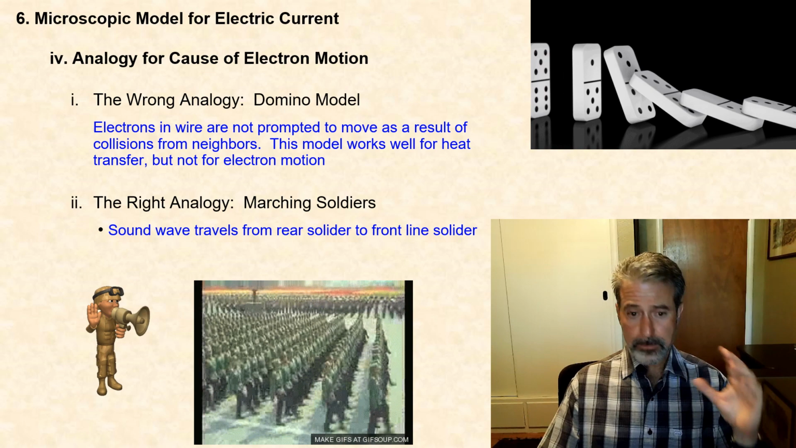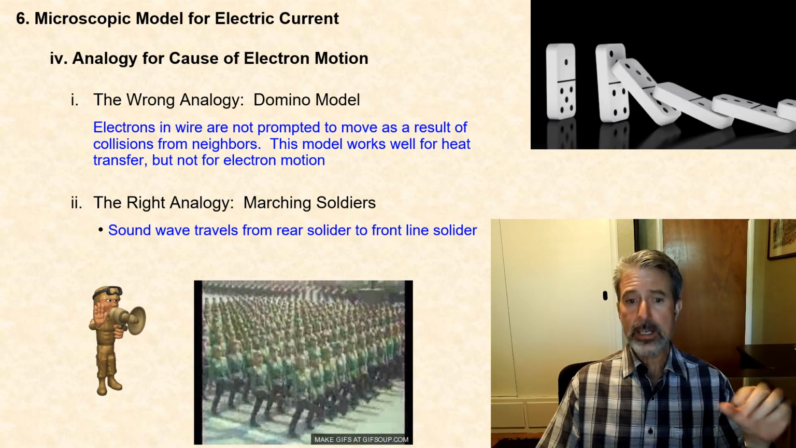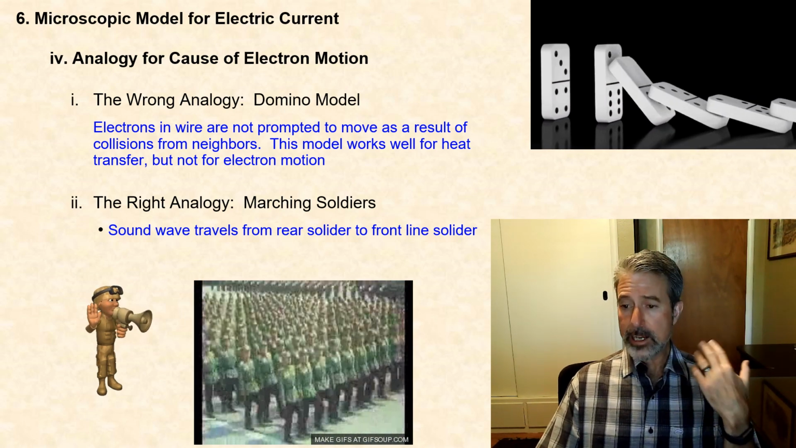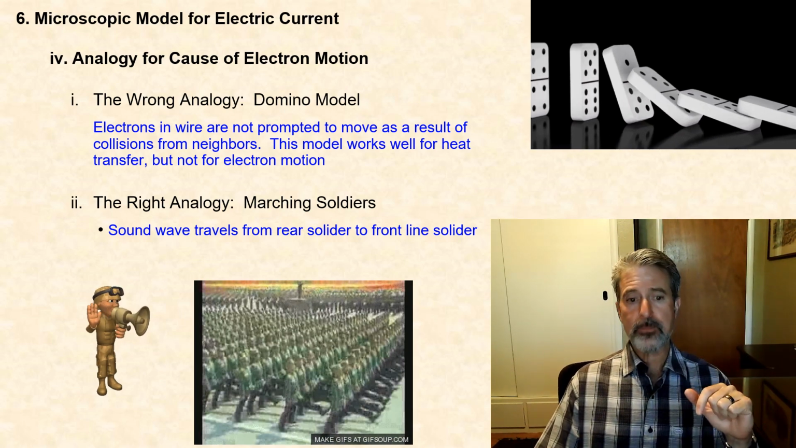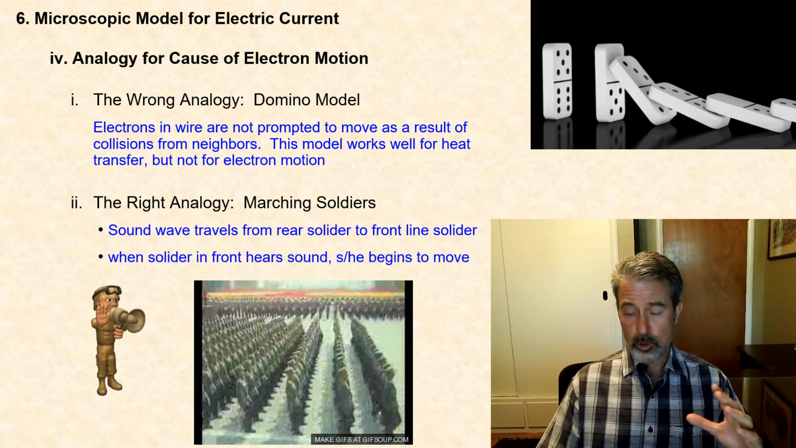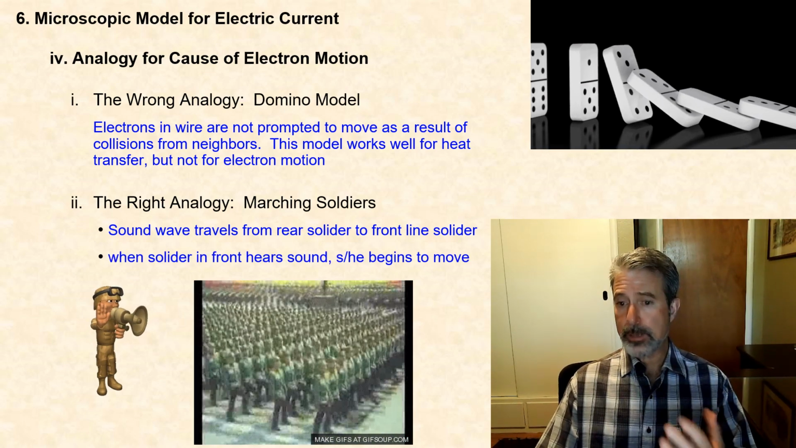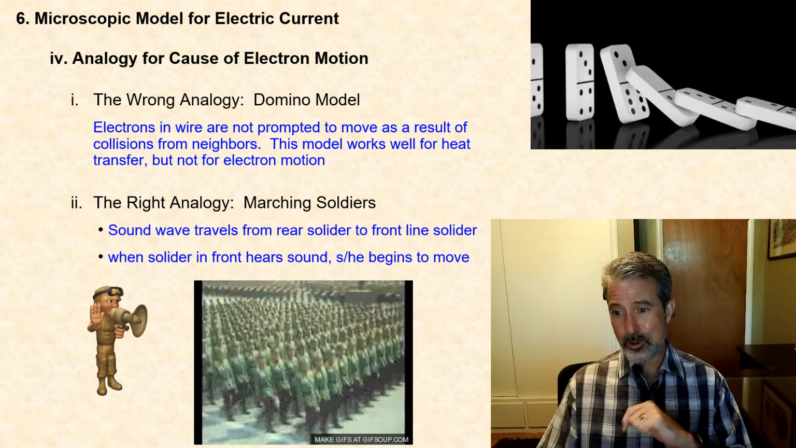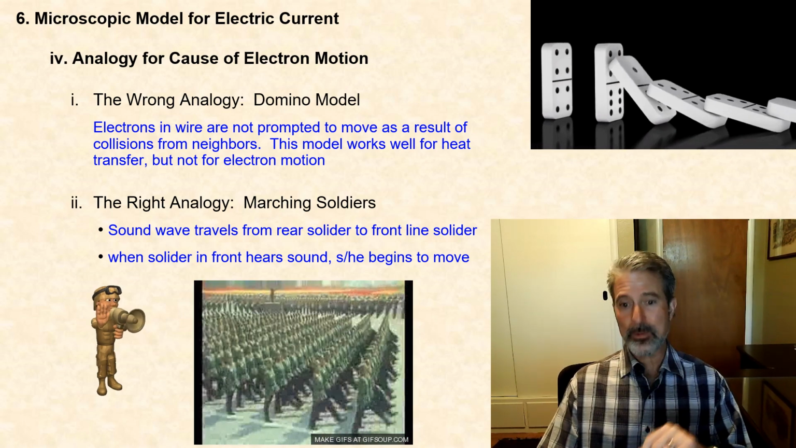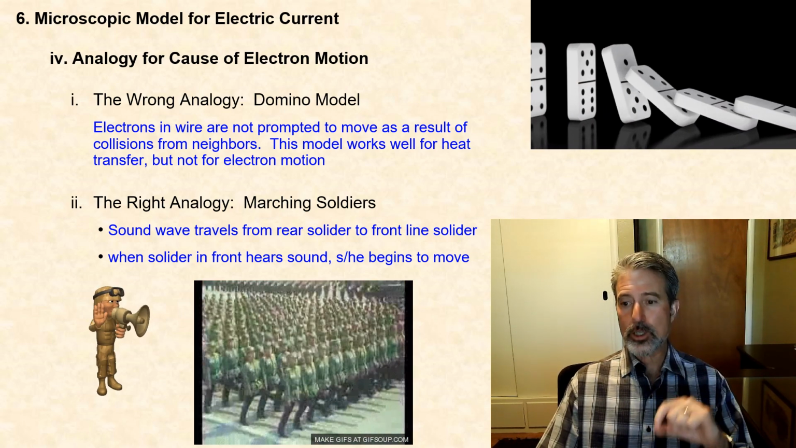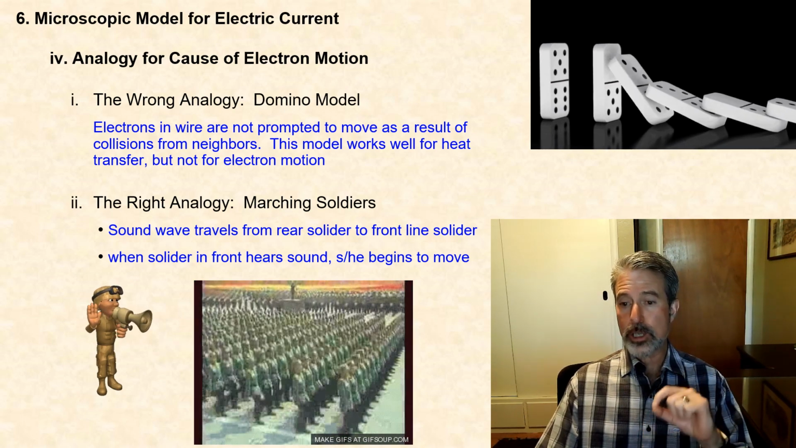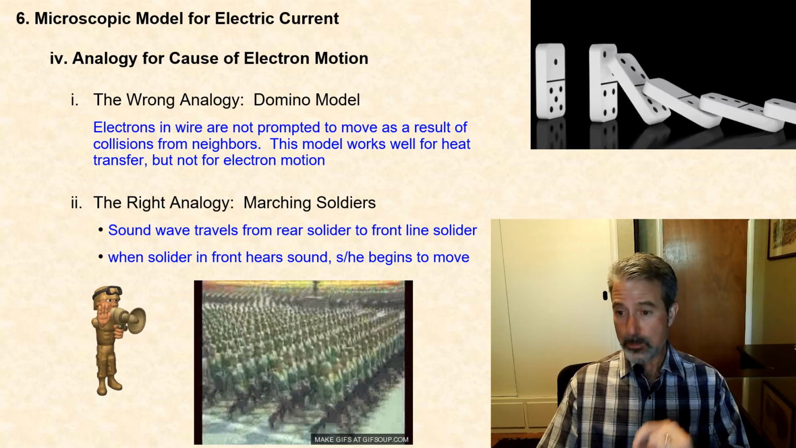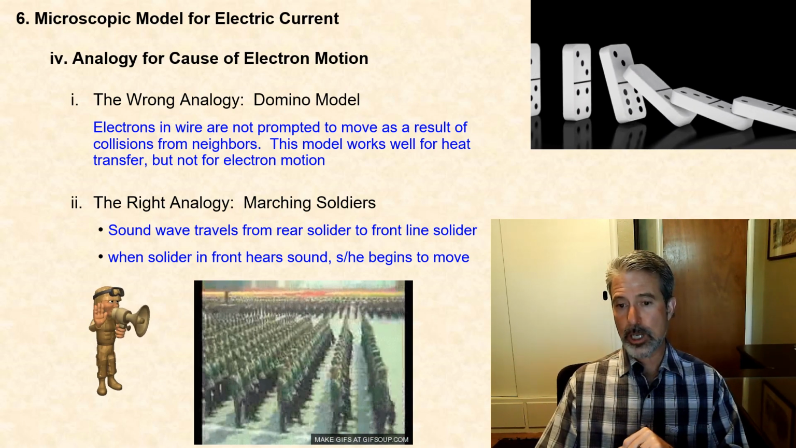In the same way, when the light switch is turned on, the signal to tell the electrons to move in that wire travels at roughly the speed of light. So we can say that when the soldier in the front hears the sound, he or she begins to move. That soldier is not moved because a soldier behind him bangs into him, collides with him. That soldier moves as soon as that soldier receives information from the sound wave. That sound wave travels extremely fast, much faster than the speed of the soldiers themselves.